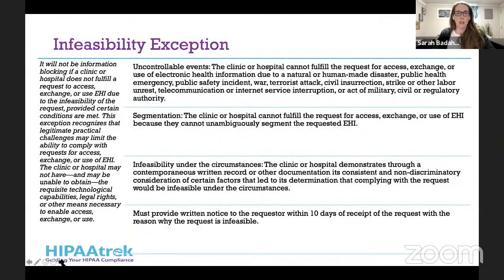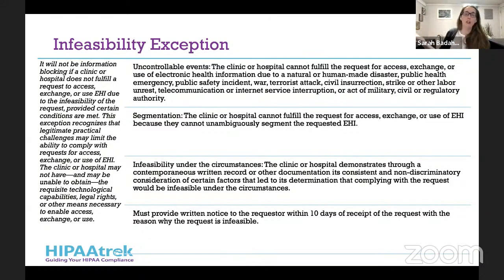All right, infeasibility exception. This is one of the ones that I think a lot of folks have questions on, right? This is one that folks are struggling with, and it's because it's really broken into 3 different exceptions in one broad exception saying infeasibility, right?